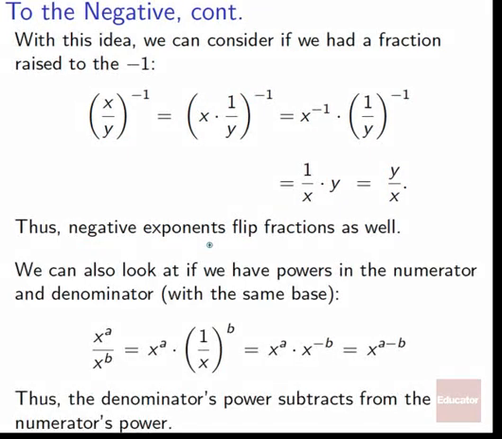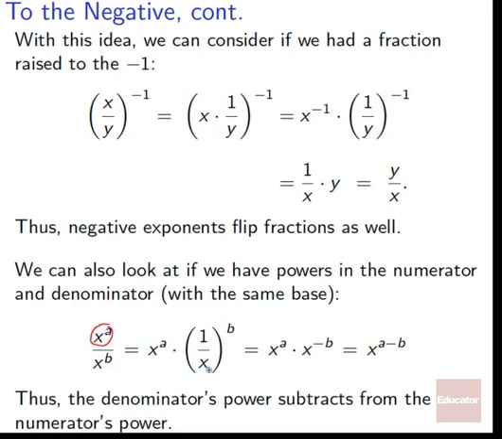Great. We can also look at if we have powers in the numerator and the denominator with the same base. The base is just the thing that's having that exponentiation happen to it. So x is our base in almost all of these examples. So x to the a over x to the b, well, we can separate that into x to the a times 1 over x to the b, right? We've got x to the a on top, so we separate that.